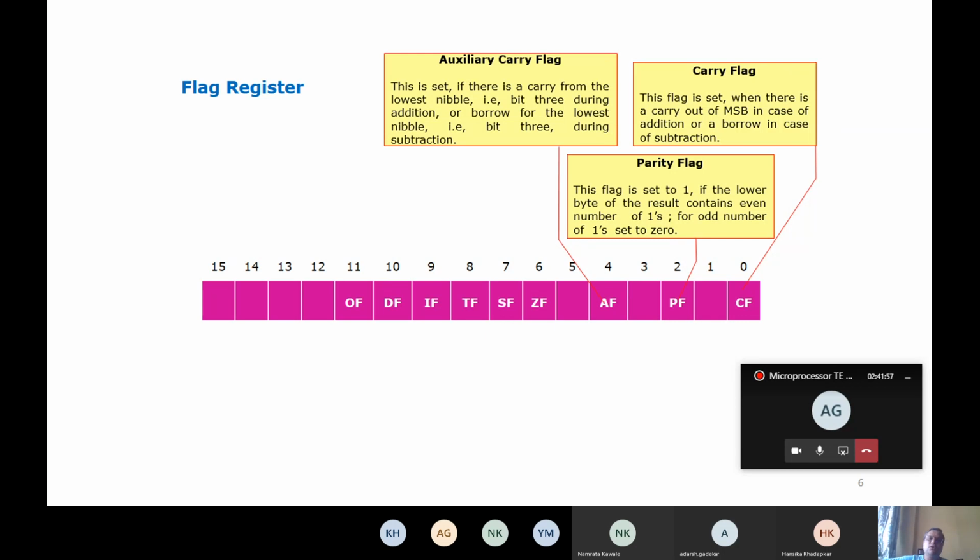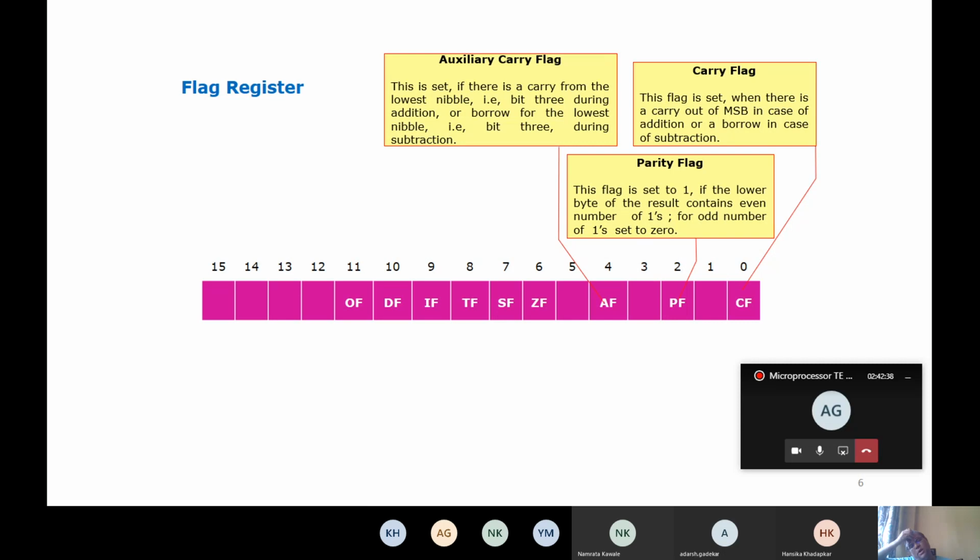Now we will come back to the auxiliary carry flag, and we will just discuss briefly what will be the practical use of auxiliary carry flag. So this is practically used whenever we want to perform BCD arithmetic. Have you heard this word BCD? BCD? Yes, sir, in DLDA. What is BCD means? It is binary coded decimal. BCD means binary coded decimal.